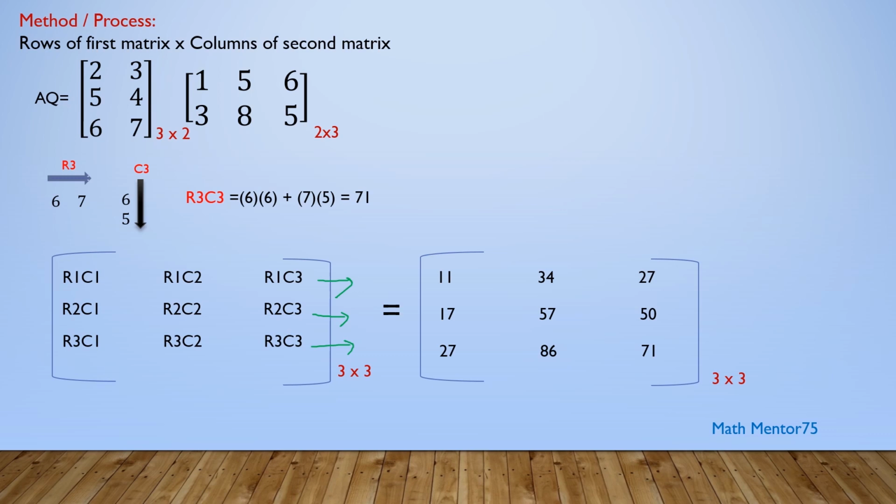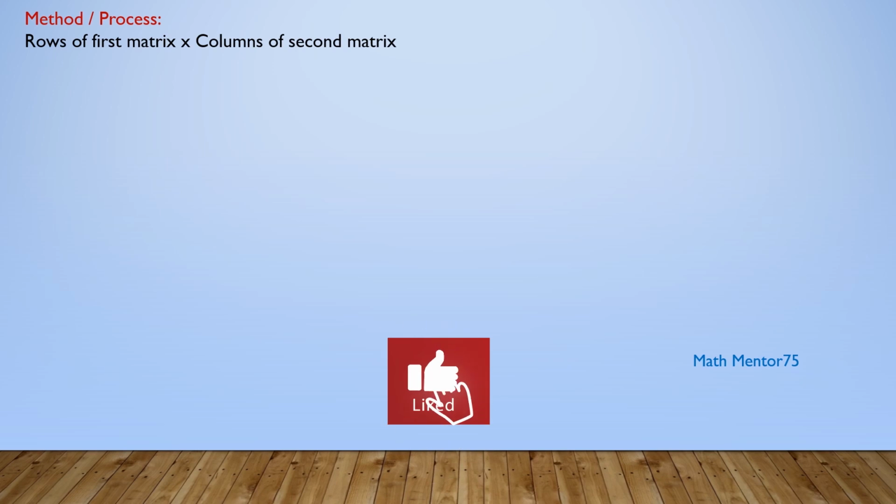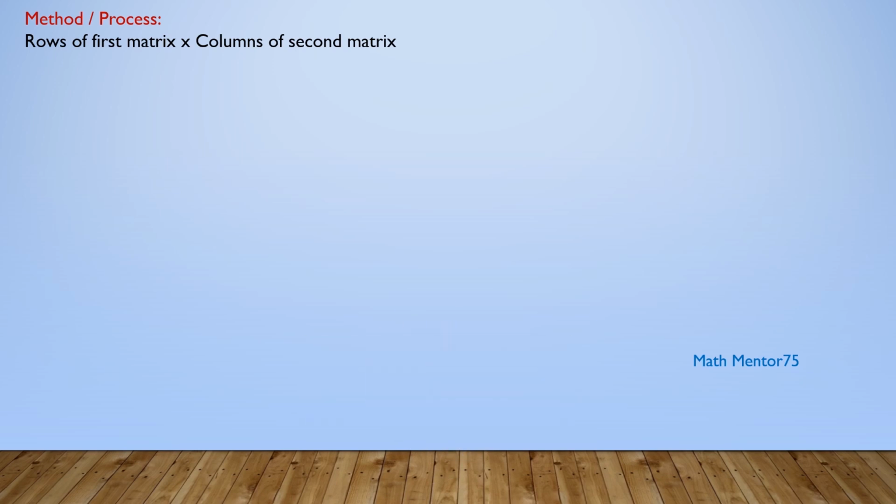Now in order to confirm, how many rows do we have in the first matrix? 3. How many columns do we have in the second matrix? 3. That is supposed to be our final matrix order. Is it so? Yes, it means we have done the right multiplication. I hope now you are quite comfortable with multiplication of matrices. Now let's do two more examples so that there is no confusion whatsoever.